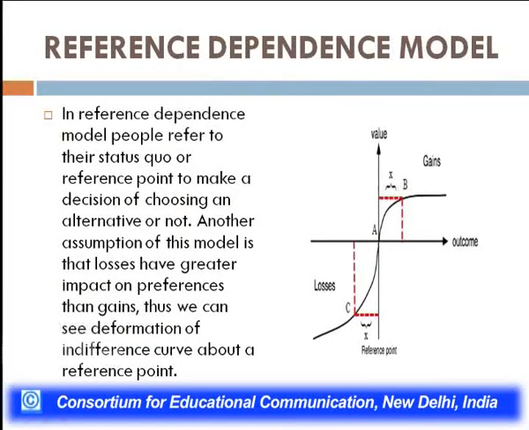In the reference dependence model, people refer to their status quo or reference point to make a decision for choosing an alternative or not choosing an alternative. Another assumption of this model is that losses have a greater impact on preferences than gains. Thus, we can see deformation of the indifference curve about a reference point.